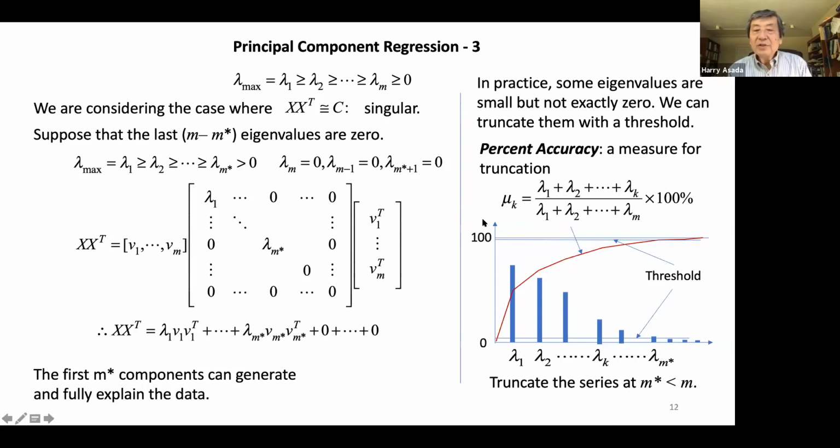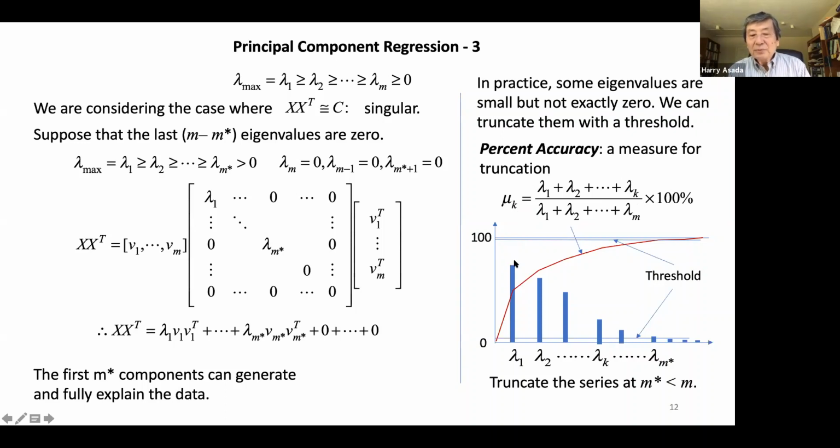So here's a metric people use for truncation. The denominator is all the lambda 1 to lambda m. And the upstairs is, if you truncate it at k, we include the lambdas up to that point, and then we represent it as a percentage of 100%. So if you include everything, this mu k is to be 100%.